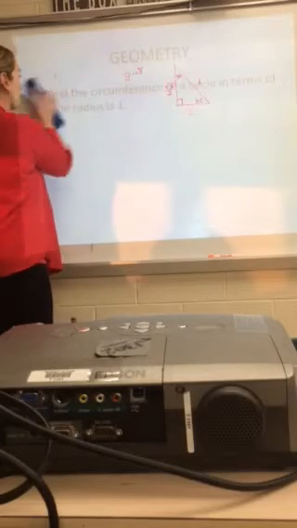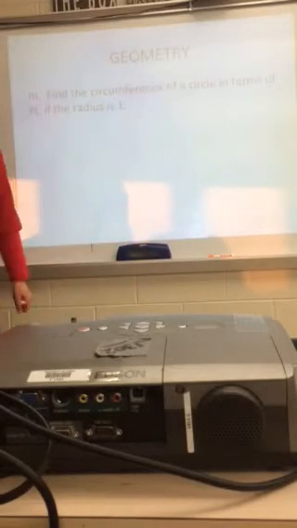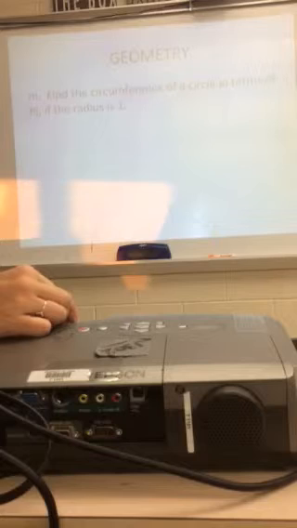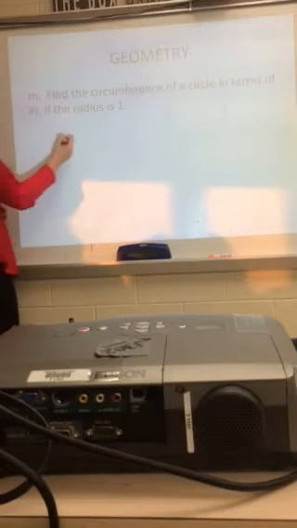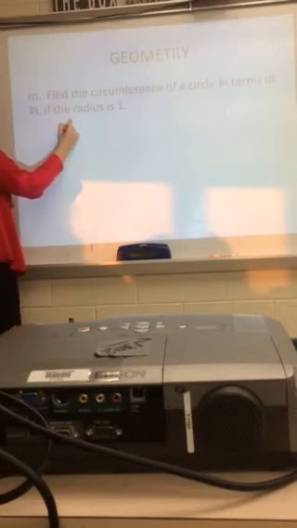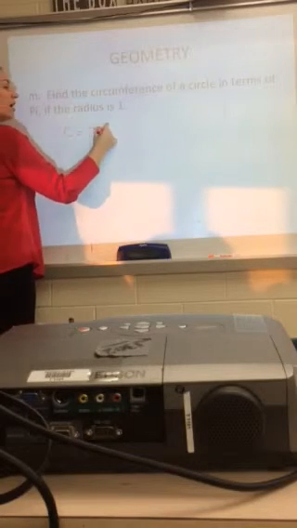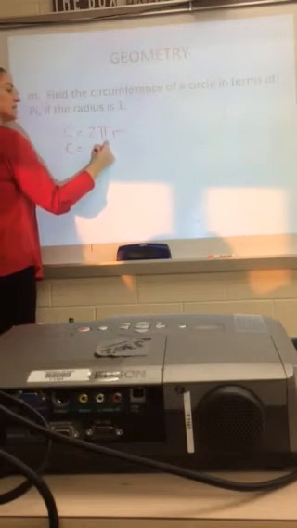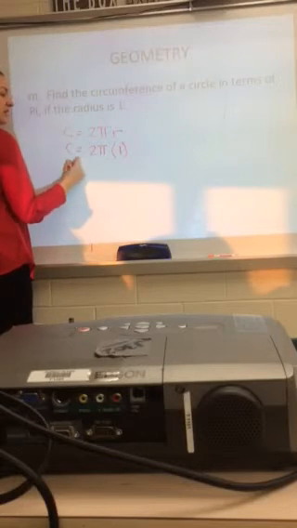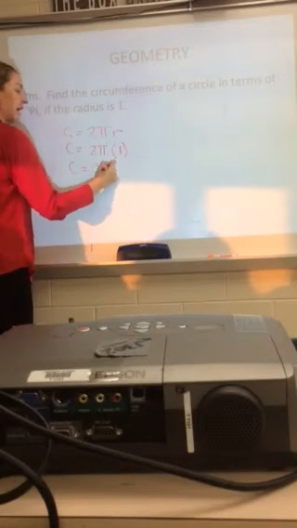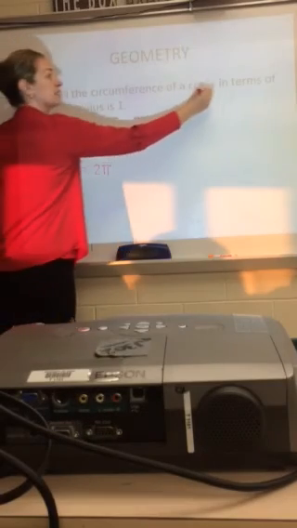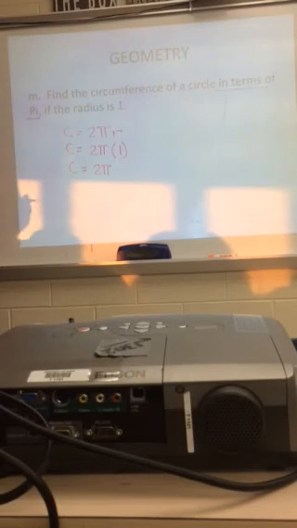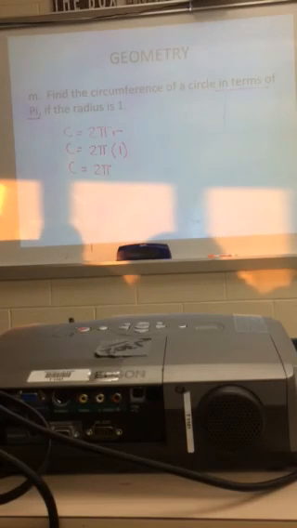Geometry. Circumference of a circle in terms of pi that has a radius of 1. Formula? C equals 2 pi r. C equals 2 pi times 1, so the answer is 2 pi. Okay? We want to keep the pi there because it says in terms of pi.